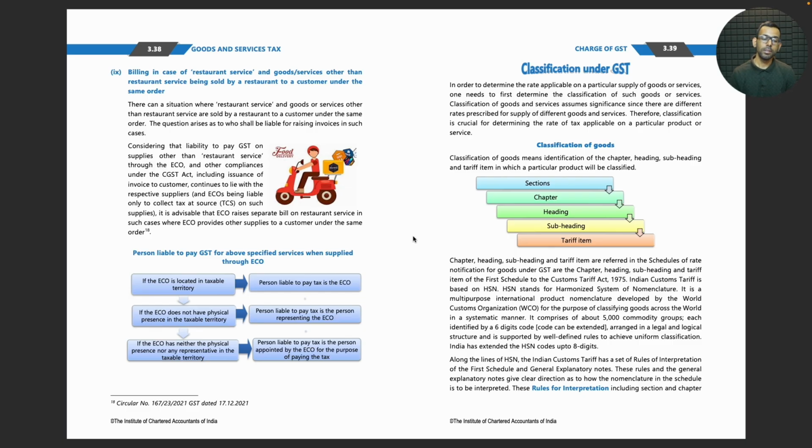Person liable to pay GST for above specified services when supplied through ECO. If the ECO is located in taxable territory, person liable to pay tax is the e-commerce operator. If the ECO does not have physical presence in the taxable territory, person liable to pay tax is the person representing the e-commerce operator. If the e-commerce operator has neither the physical presence nor any representative in the taxable territory, person liable to pay tax is the person appointed by the e-commerce operator for the purpose of paying the tax.